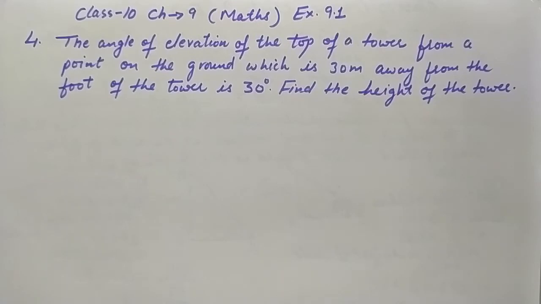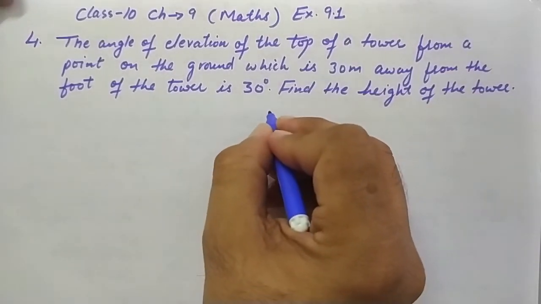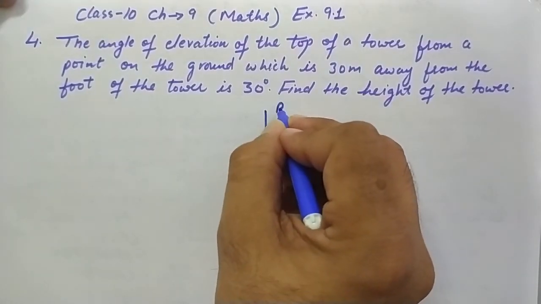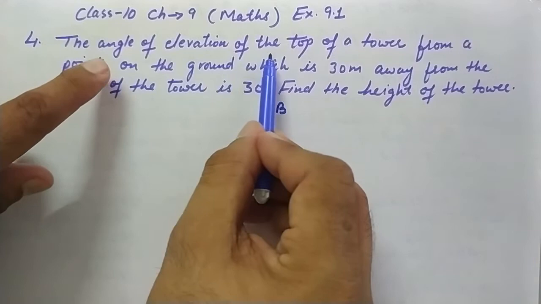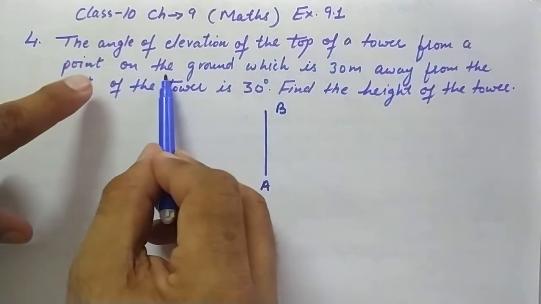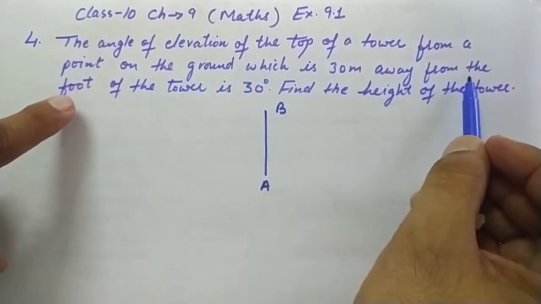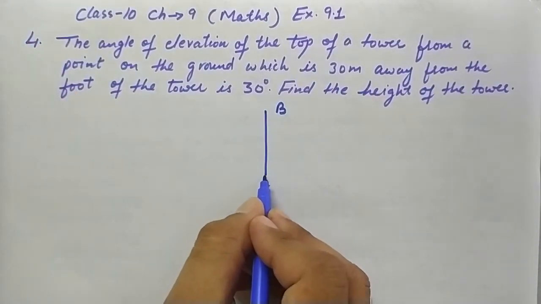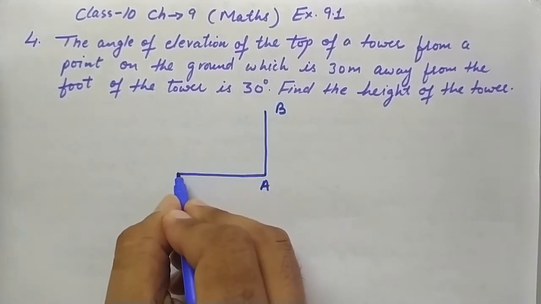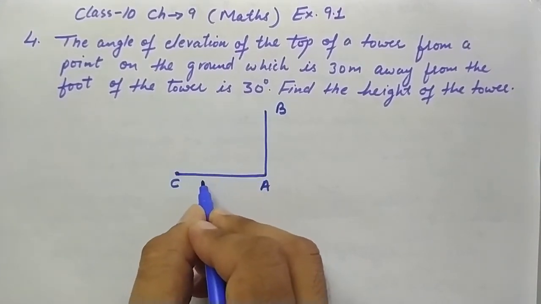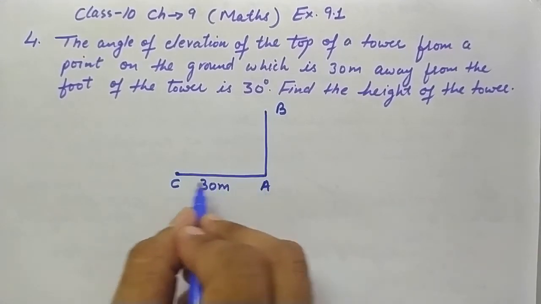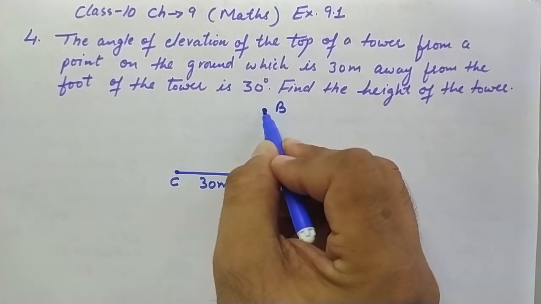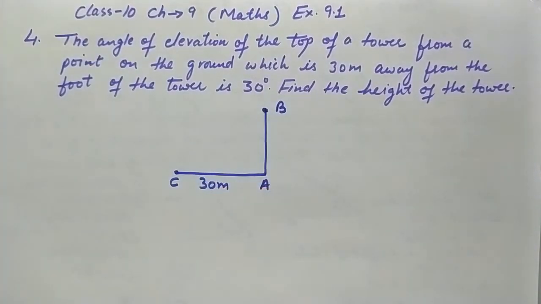So in this question one tower is given, so let's draw the tower. Suppose this tower is AB, and see here, the angle of elevation of the top of the tower from a point on the ground which is 30 meter away from the foot of the tower. Okay, one point is there which is 30 meter away from the foot of the tower. So our point of observation is C, suppose this is 30 meter away from the foot of the tower, so AC is 30 meter. Now from this point, the angle of elevation of the top of the tower. So what do you mean by angle of elevation?